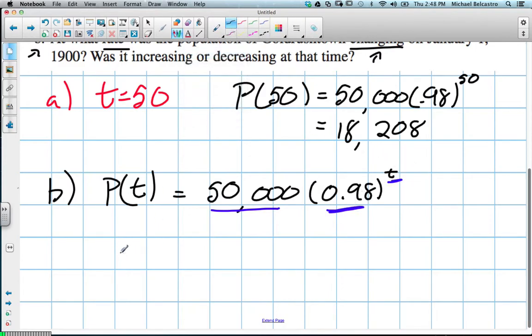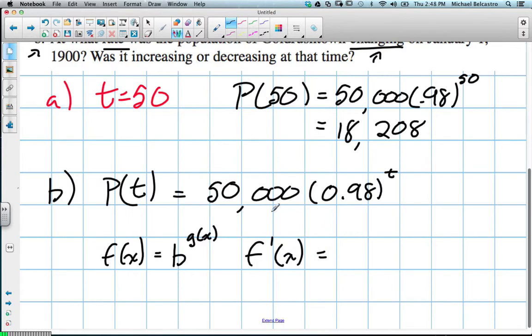This is our coefficient, this is our base, this is our variable exponent. So according to our rules, we have f at x equal to base to the power of g at x. That means f prime x is equal to the original, so b to the g at x, multiplied by ln of the base, multiplied by the derivative of g at x. So let's figure out what that is in this case.